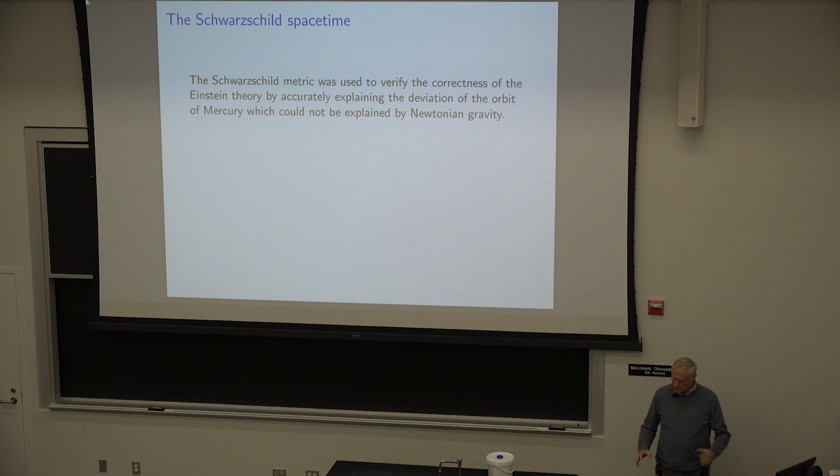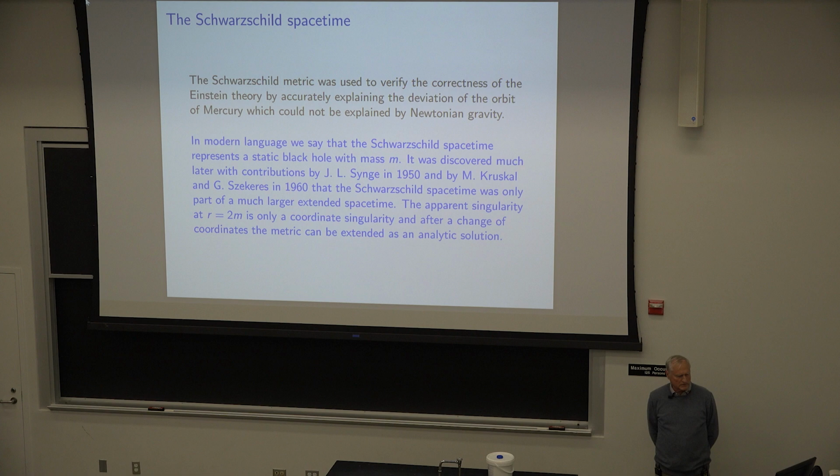So it explained it with a much greater precision. And so that was, I think, the first test of general relativity, and it's based on this explicit, exact solution. So in modern language, again, I think it was Wheeler who coined the term black hole, we say that the Schwarzschild spacetime represents a static black hole with mass m.